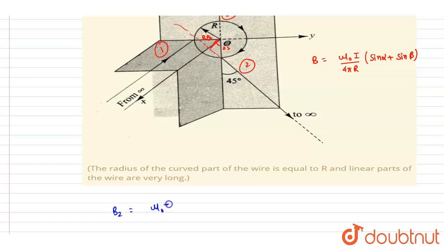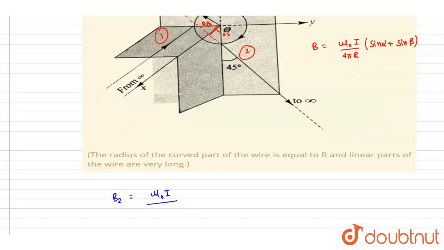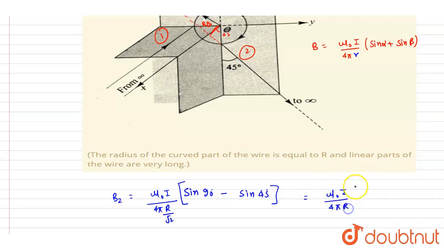it is equal to mu naught I by, so this r is not the radius, this is the distance from the wire. So I will write down 4 pi, distance from the wire is this, and sine alpha. If you put the values of alpha and beta, it is sine 90. And you can see here the alpha direction is taken in the opposite direction, so we will put a negative sign here. So it is 1 minus root 2. You can take 1 by root 2 common here, and we will write down, it is mu naught I by 4 pi r, root 2 minus 1. As we have seen here, the direction will be in the I cap vector.